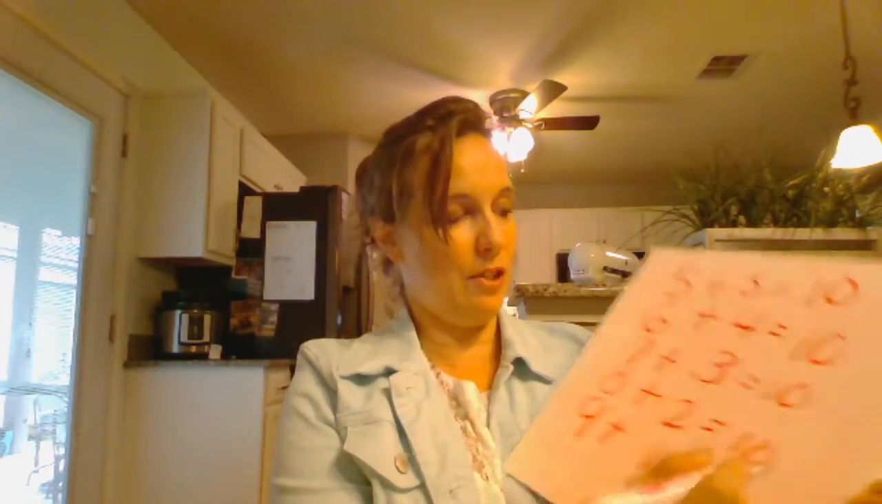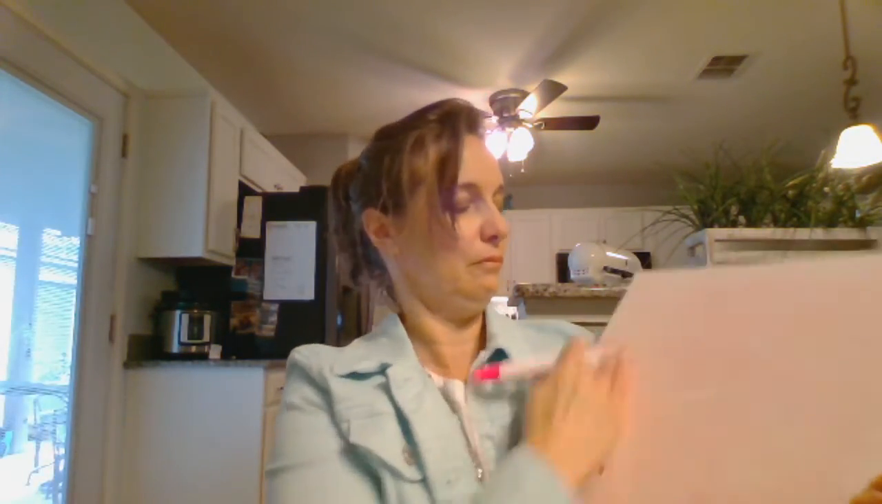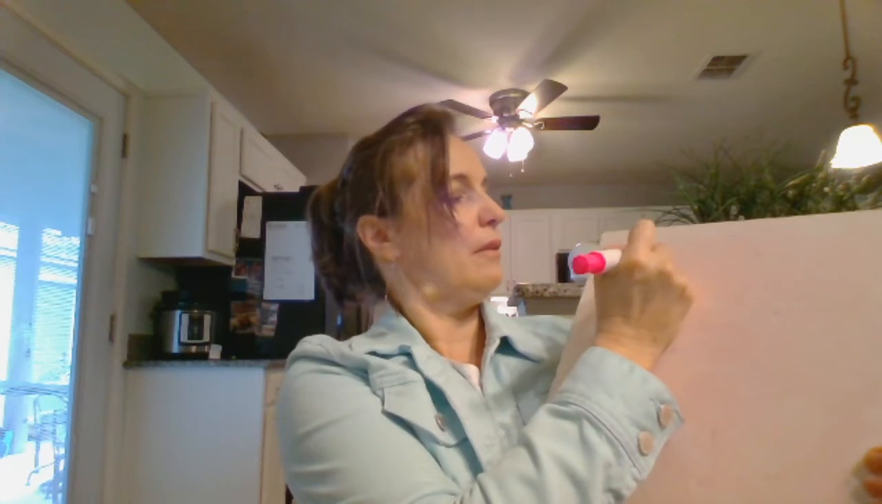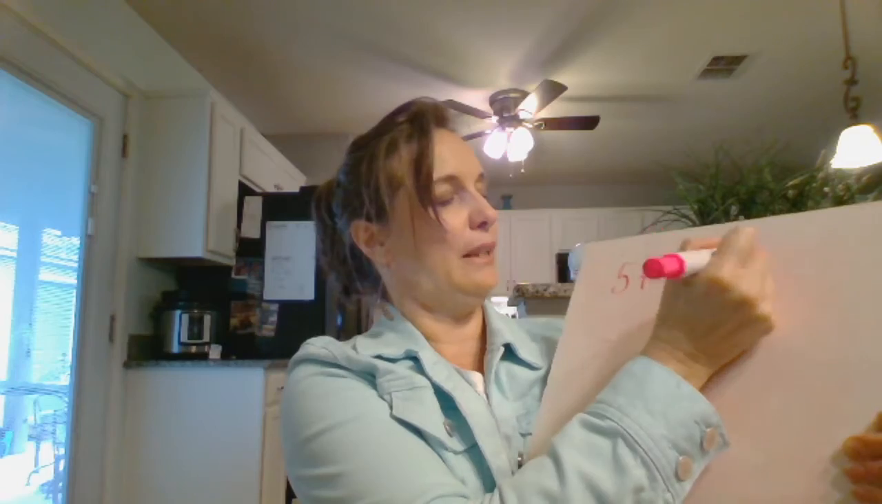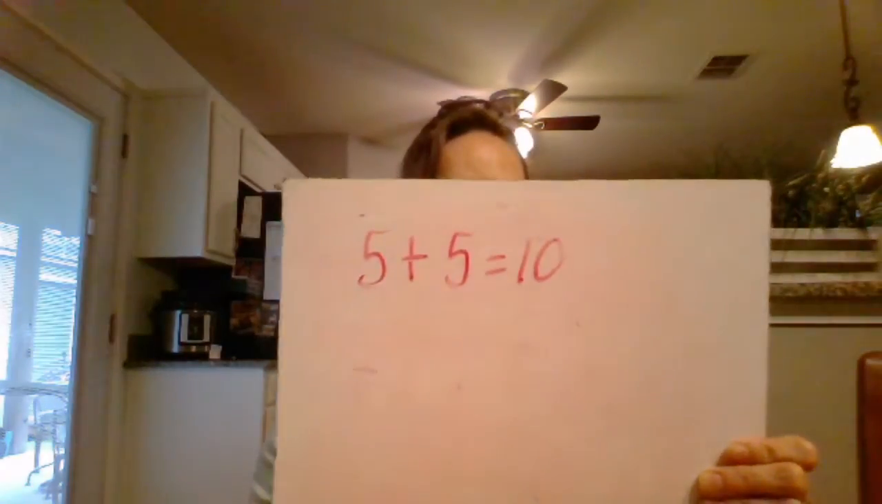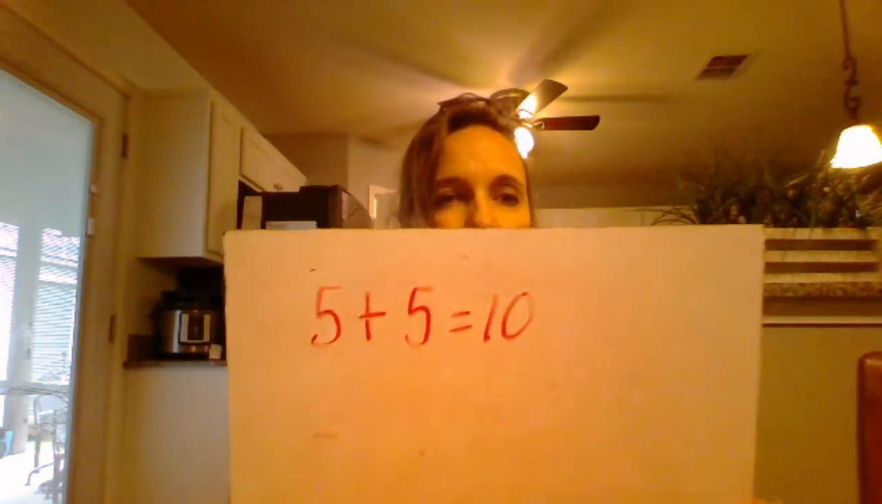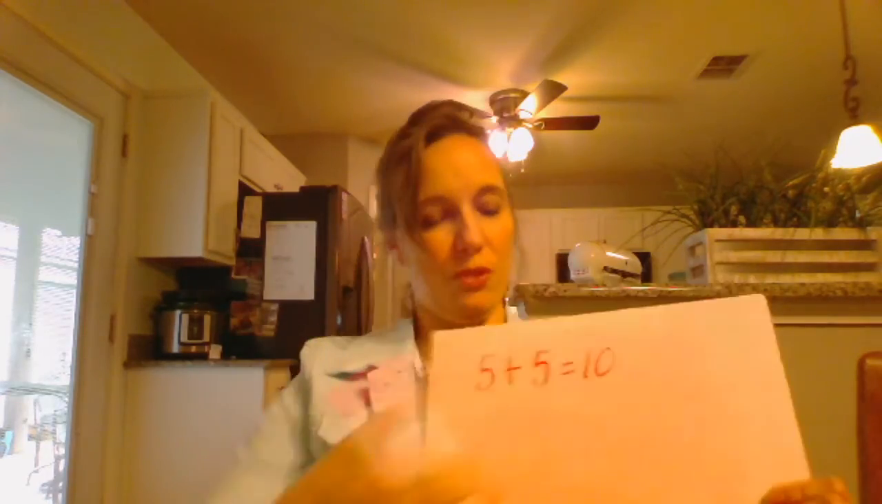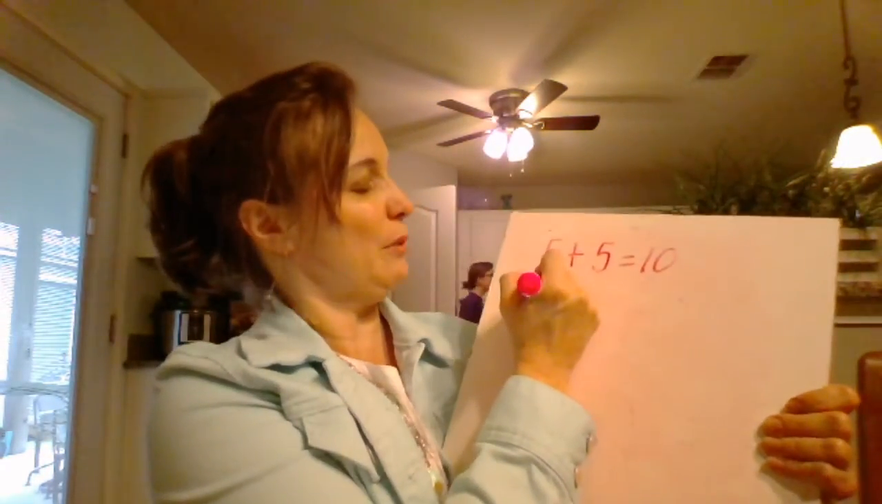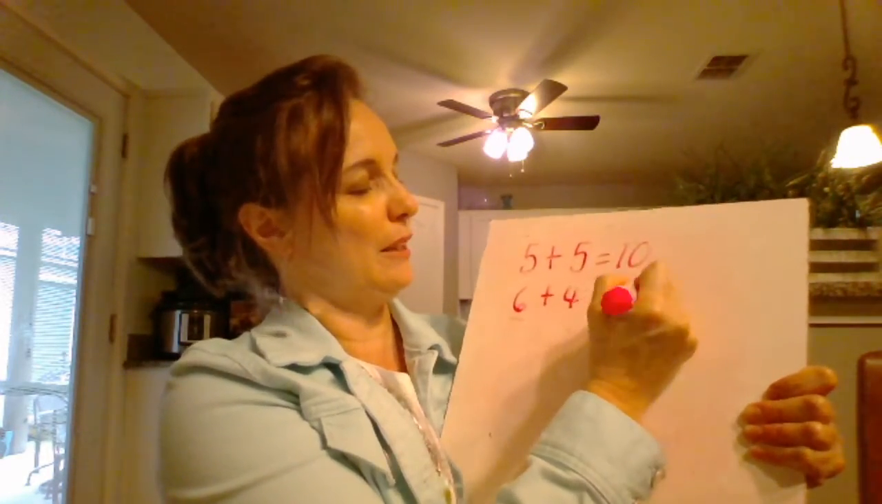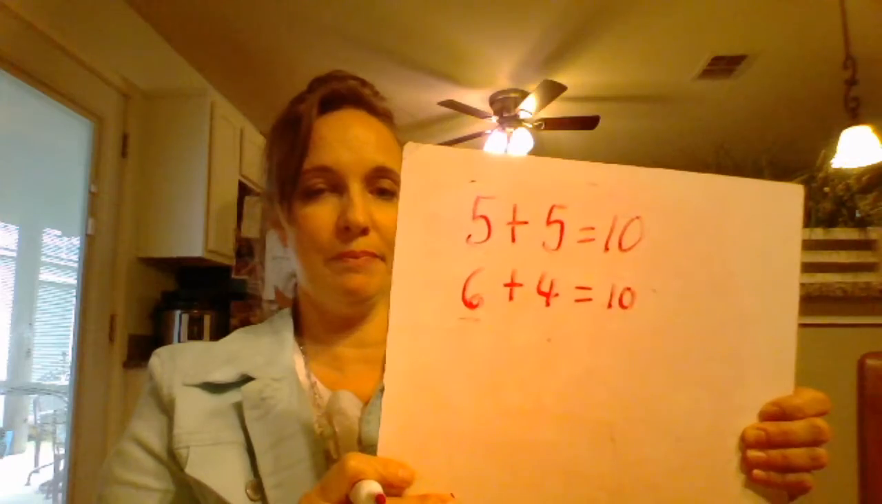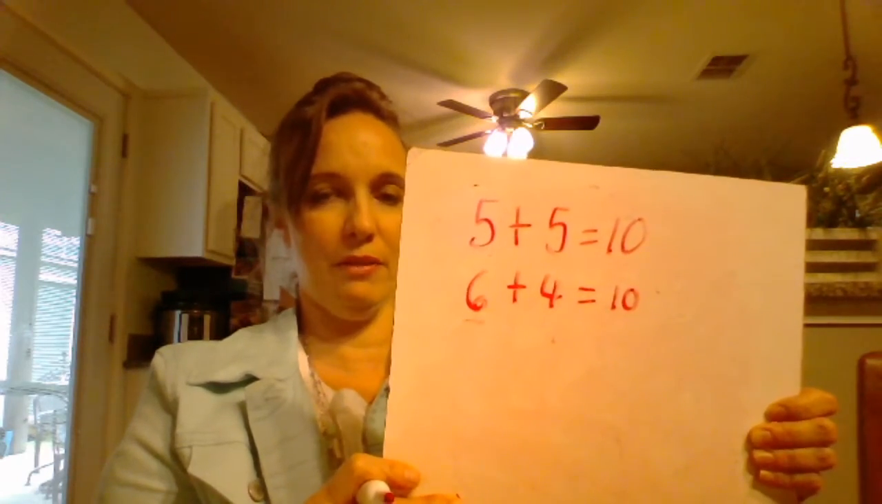Now this is what I need you to do. 5 plus 5 equals 10. Is there a twin to this one? No, because this is the double. So if we swap 5 plus 5, it'll still say 5 plus 5. The next one we did was 6 plus 4 equals 10. Is there a twin to this one? Yes, there is. Can you write it down for me?